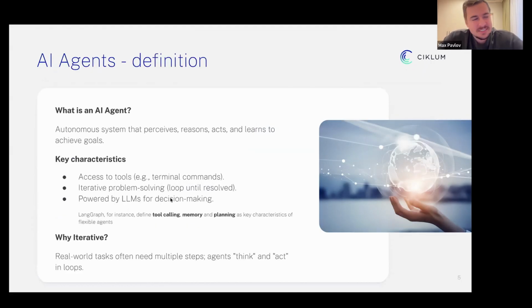So what is an agent? Wikipedia probably has the definition already. The content on the slide comes from my opinion, that it's an autonomous system that is able to reason, act, and learn to achieve the goal that has been put in front of it. The key characteristics of the agents that matter at this stage are access to tools, its iterative nature for problem solving, and obviously agents that we are interested in are powered by LLMs. They're not deterministically coded applications. Otherwise, it would just be a computer program, a tool.